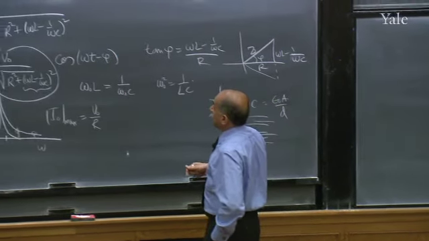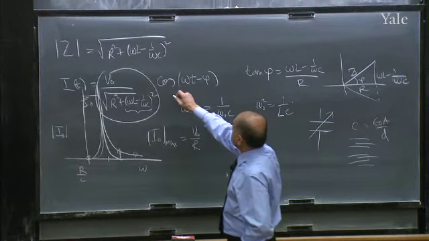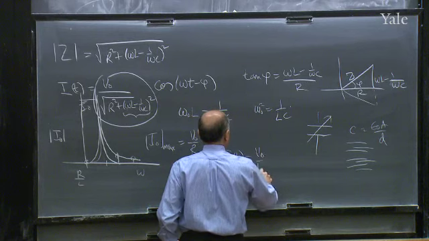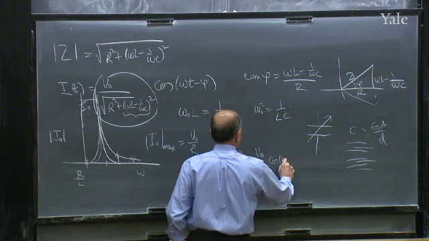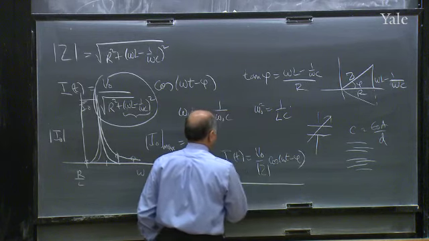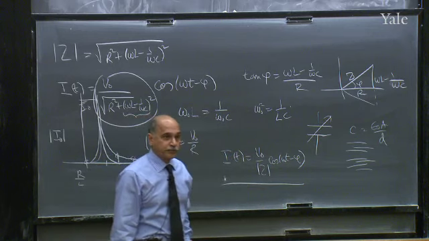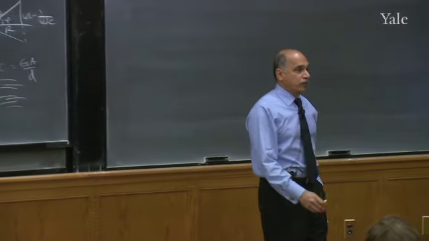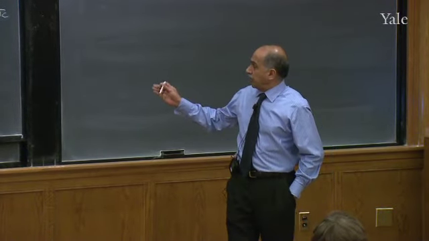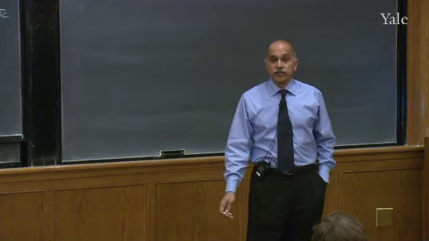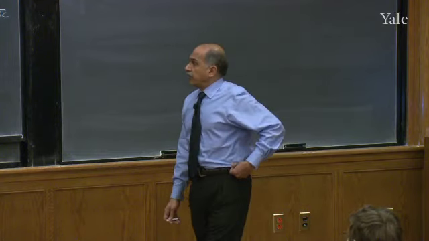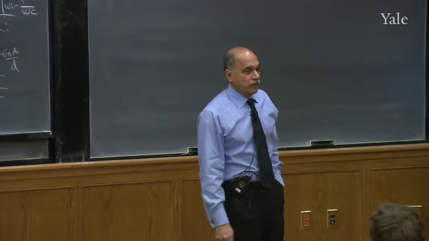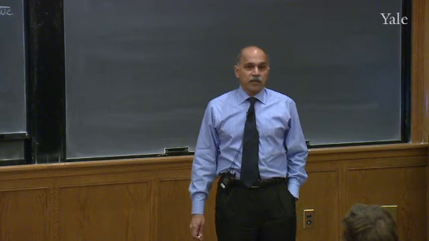Another thing I want to mention is this solution. This solution I wrote down, I of t is V0 over mod z cosine omega t minus phi, has no free parameters in it. You tell me the time, I tell you the current. Whatever the voltage is, you take that, shift the phase by phi, and divide by mod z. But you know that a second order equation in time must have two free parameters. So where are those free parameters going to come from?